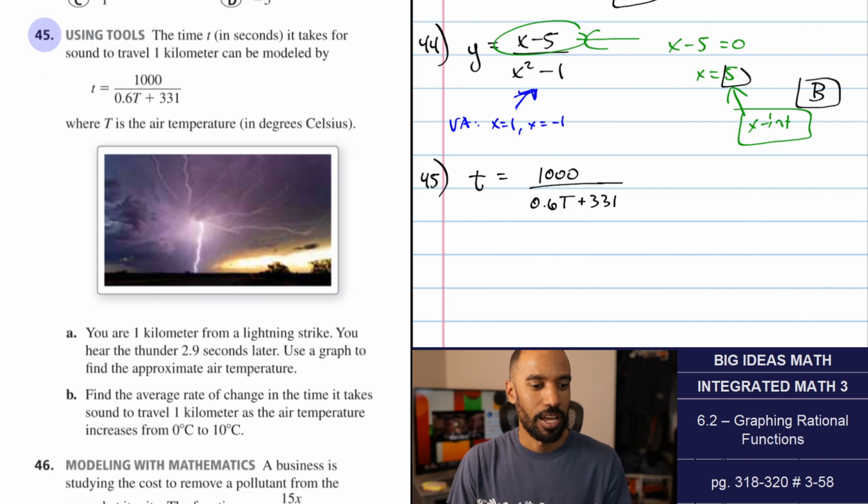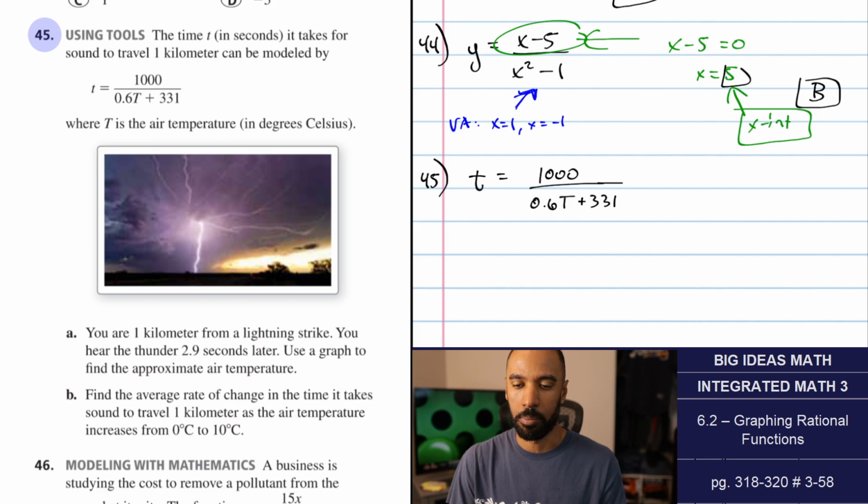Number 46. No, just kidding. We got parts A and B. You are 1 kilometer from a lightning strike. The time in seconds, 1 kilometer from. You hear the thunder 2.9 seconds later. Use a graph to find the approximate air temperature. I don't think the distance. Oh, travel 1 kilometer. I see what they're saying. I would say I don't think the distance matters, but that's what they're talking about. The 1 kilometer there based off time.